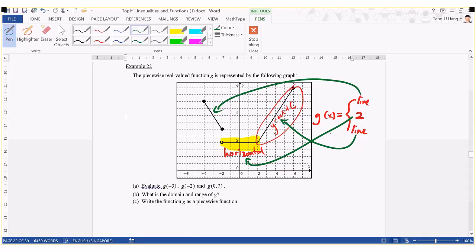Okay, let me maybe write it out here. Horizontal line indicates constant value.